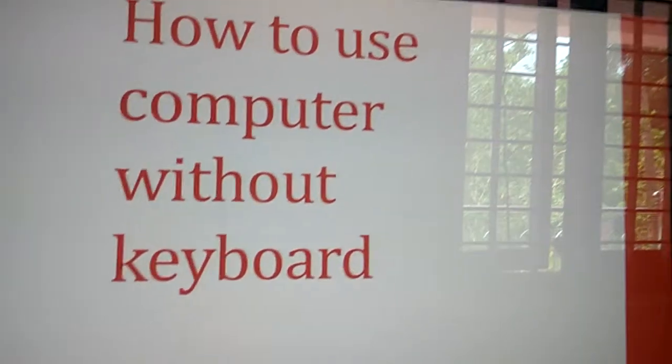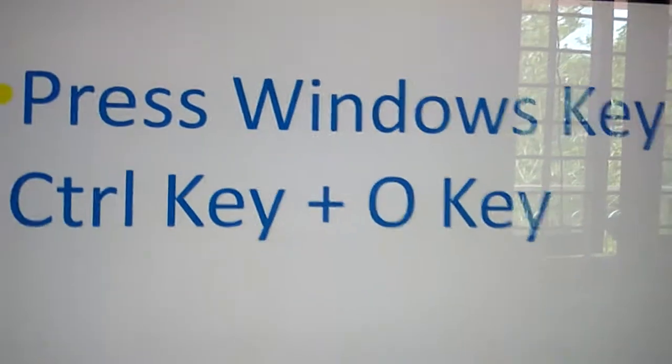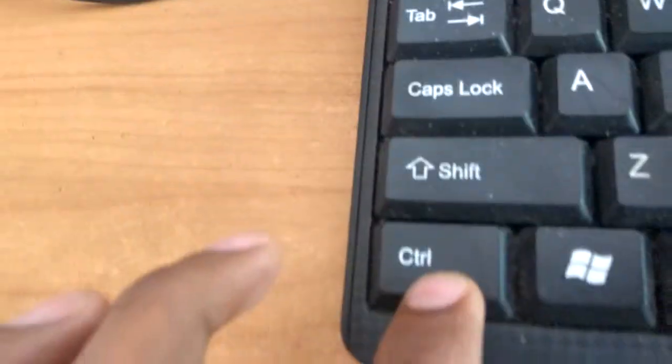So remember, in order to use the computer without the keyboard, you must press the Windows key, Control key, and O key. You must press the three keys at the same time. And if you wish to turn off the on-screen keyboard, simply close the window.